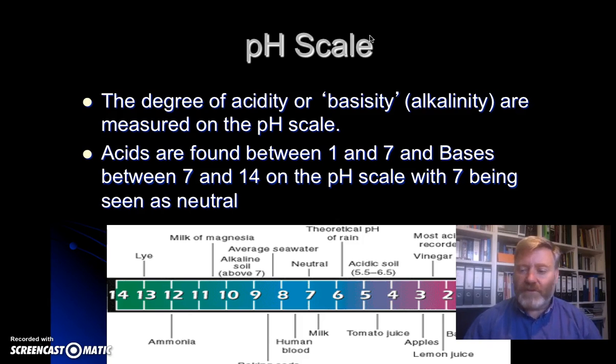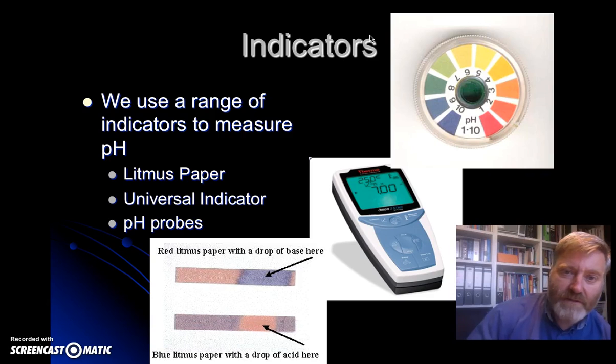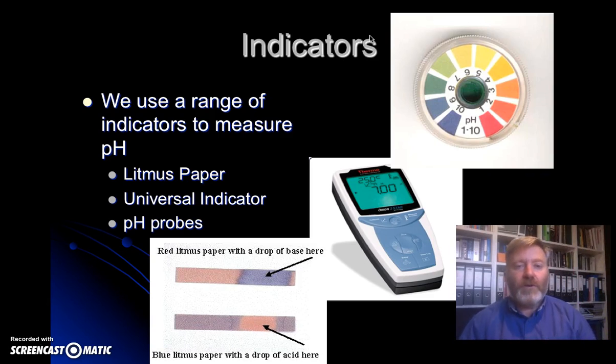So everything can be measured on this scale, and we measure that with indicators. And we'll use a whole range of indicators in class to see how this works. So they can be paper-based, they can be chemicals, or in fact you can use probes now. We've got all 3 we can use. And I've just managed to fit that into my 15 minutes.